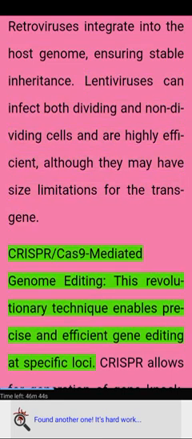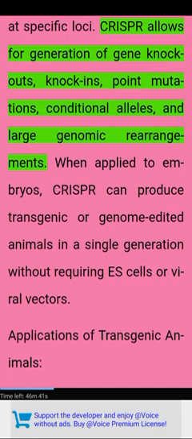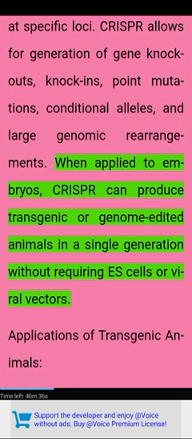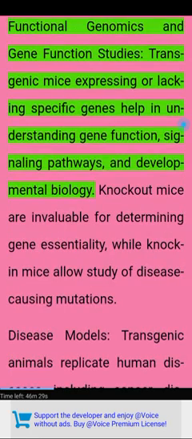CRISPR, Cas9-mediated genome editing. This revolutionary technique enables precise and efficient gene editing at specific loci. CRISPR allows for generation of gene knockouts, knock-ins, point mutations, conditional alleles, and large genomic rearrangements. When applied to embryos, CRISPR can produce transgenic or genome-edited animals in a single generation without requiring ES cells or viral vectors.